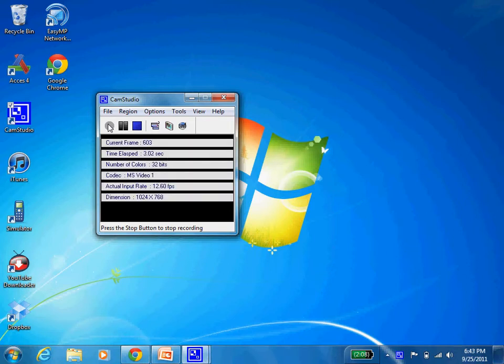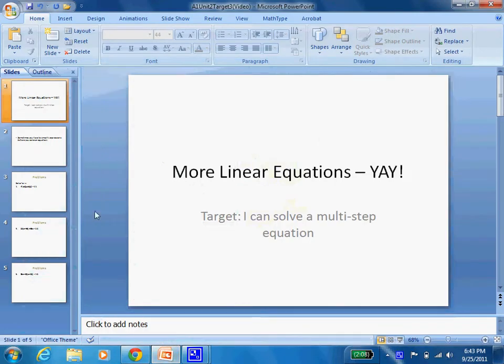Hey, guess what we're talking about today? Yeah. More linear equations. Even more. Not sick of it yet? I'm not. I'm having fun with this. But if you're sick of it, we've got another week of this stuff at least. But I think this linear equation stuff is awesome.